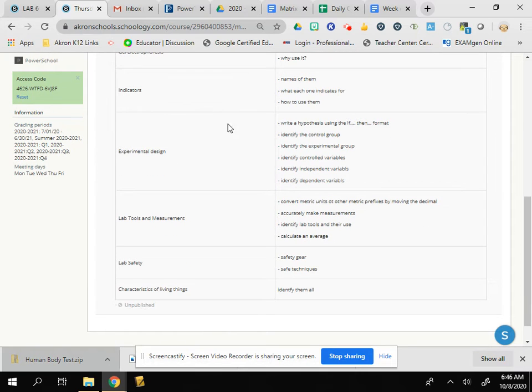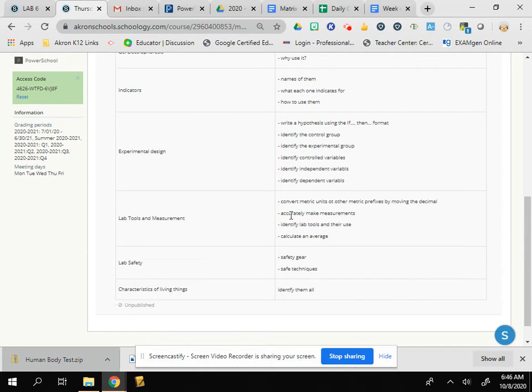Experimental design, so like all the scientific method stuff. You're going to have to know how to write a hypothesis, and talk about control group and experimental groups, and how are they different from each other, independent variables, dependent variables. I just noticed I spelled those wrong, so I'll have to fix that.